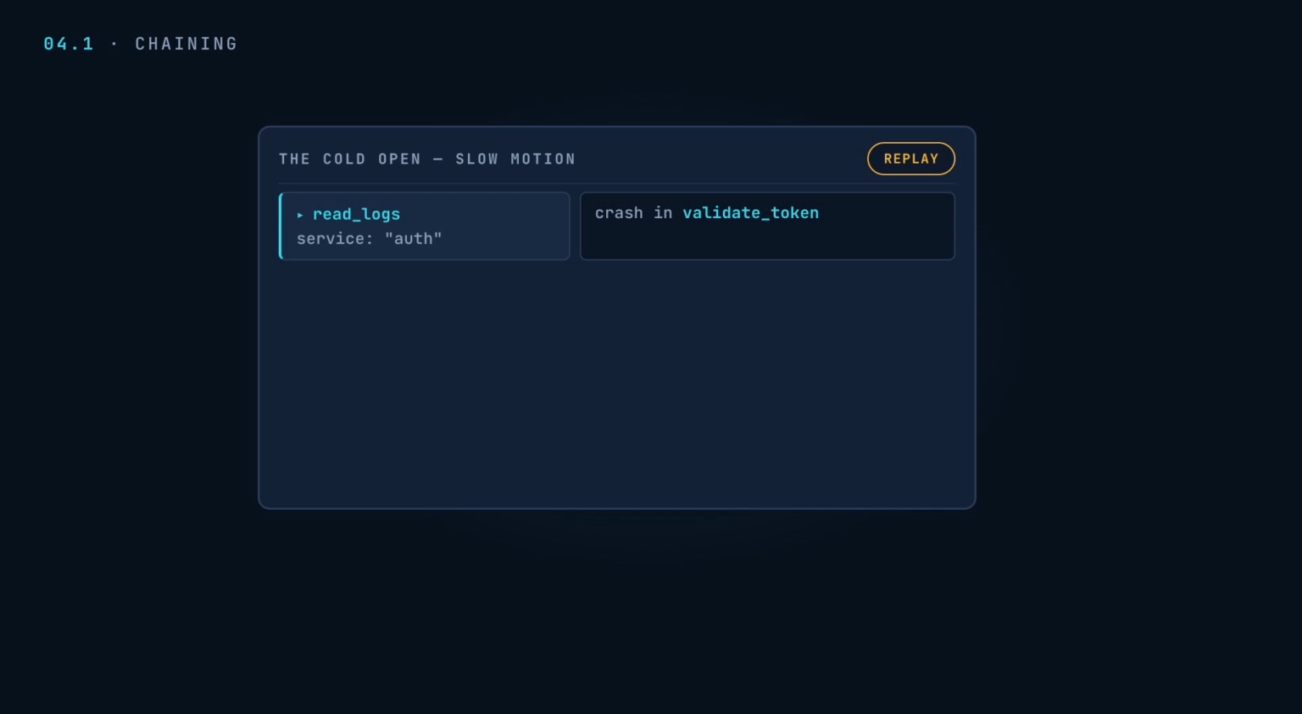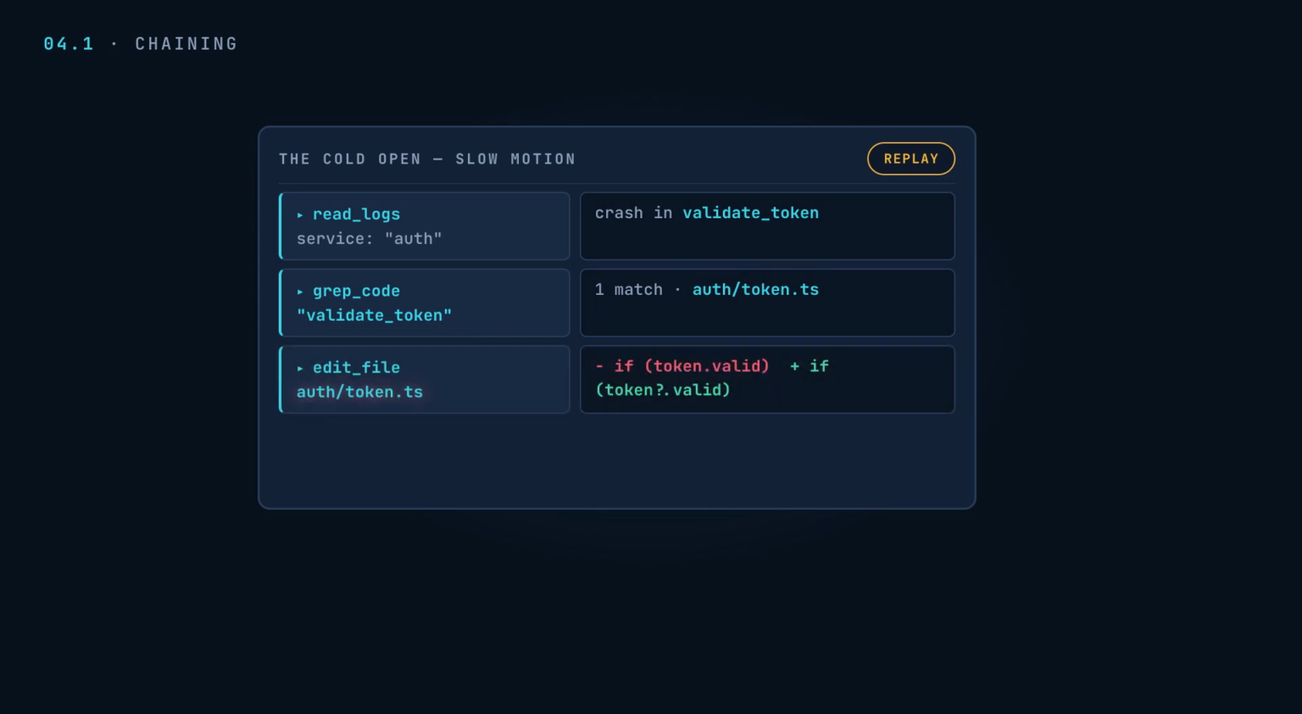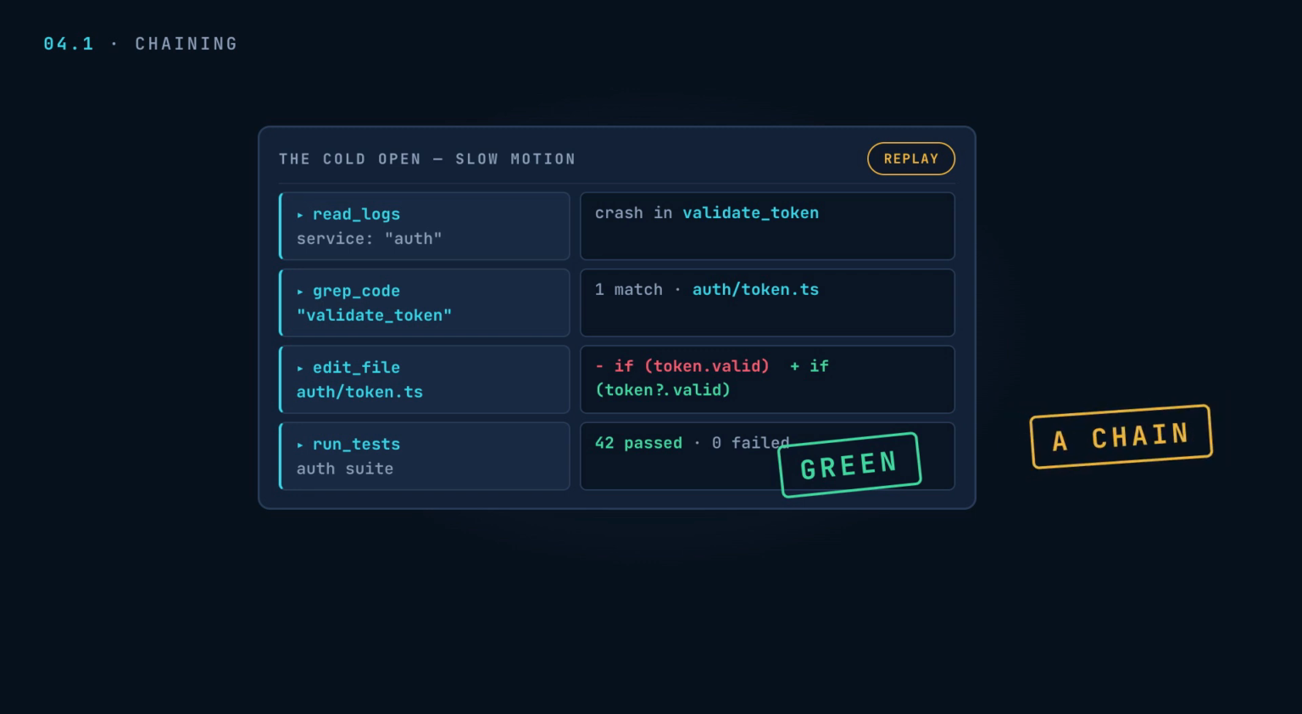The model rereads the transcript and decides. Call 2. Search the code for validate token. Result, a file path, which becomes the argument of call 3. Edit that file, then call 4. Run the tests, green. Look at the shape of that. Each result feeds the next call. That's a chain.